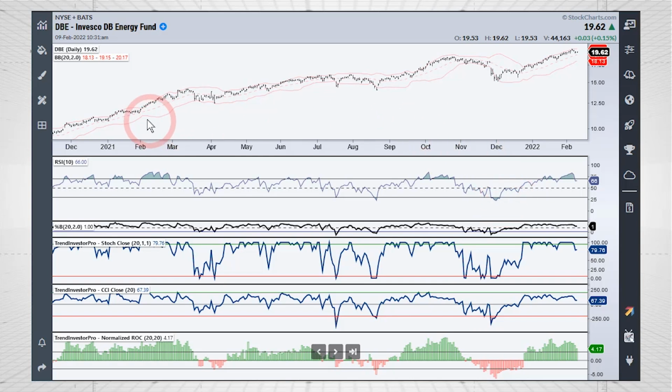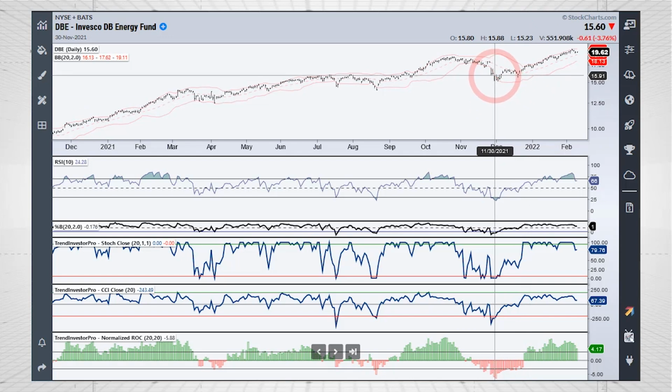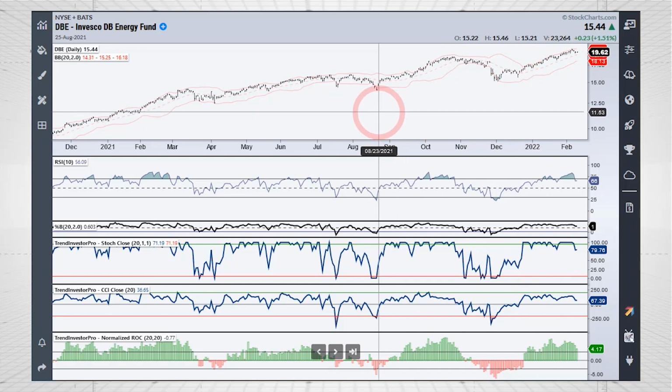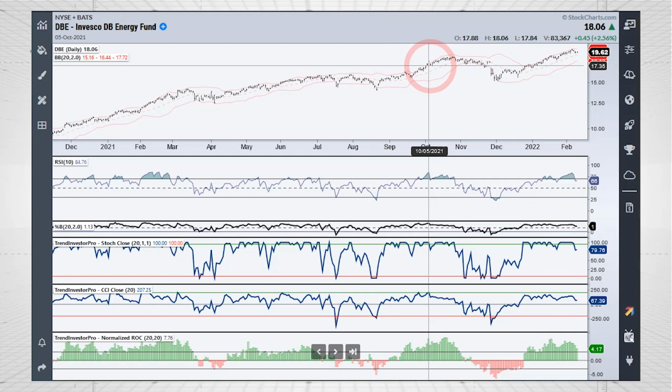If we look at DBE here, which is the energy ETF, we can see that RSI dipped below 30 in August to become oversold, and also in late November and December. I'll put the crosshair on here so you can see that on the chart. So you get oversold, and that leads to a bounce there. And you got oversold here in August, and that led to a bounce.